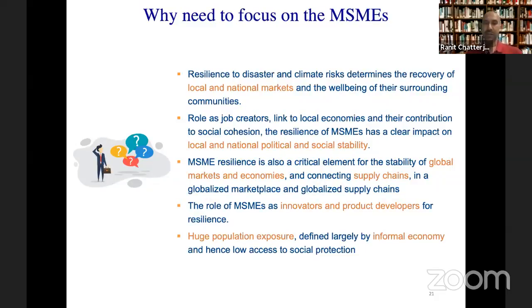The role of the MSMEs as innovators. This is something I'm sure many of you know: most of these big companies, like car companies, say Suzuki or Honda or even Toyota, actually started as small scale companies from a garage or maybe a small shed, and then they grew big. And the moment they go big, they don't innovate on product so much, but they innovate more on the process.